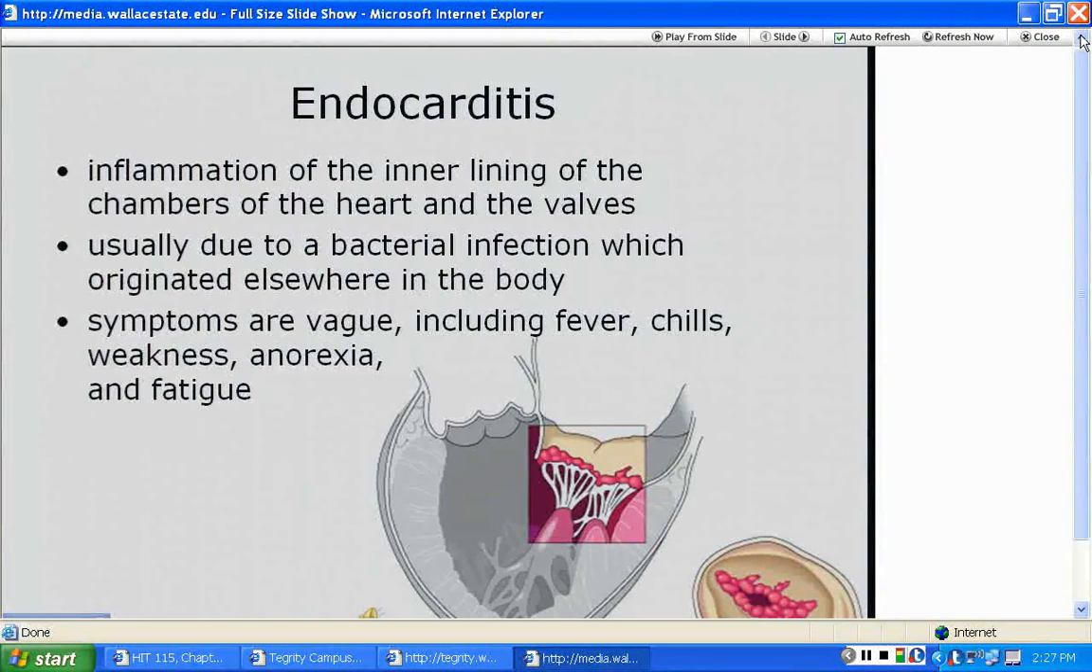As far as the symptoms of endocarditis, they're really not clear. The person that has endocarditis is going to have very vague symptoms: fever, chills, some weakness, anorexia, lack of appetite, and fatigue.